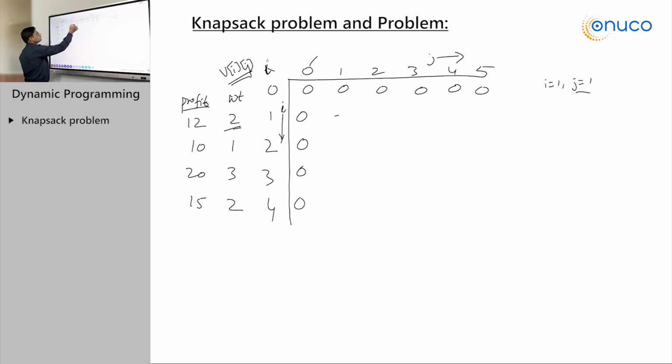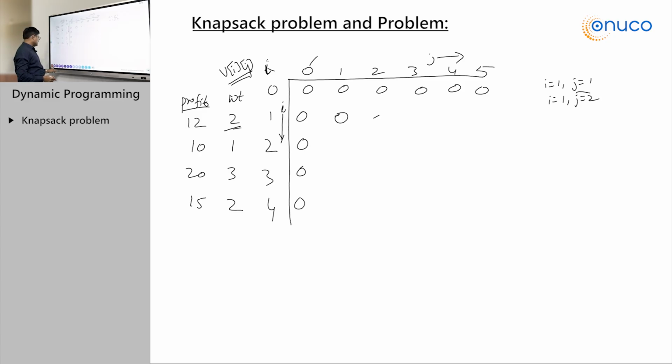Previous row, same column. What is the value? It is 0. Previous row, same column, 0. Now you have to check for this. What is now in this case? I is 1, J is 2. And for this corresponding weight is 2.